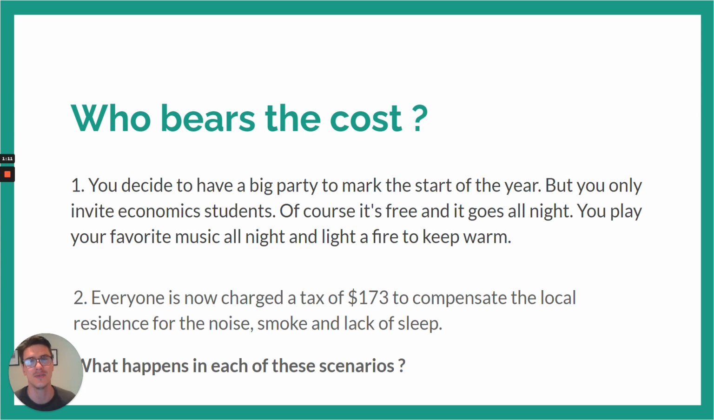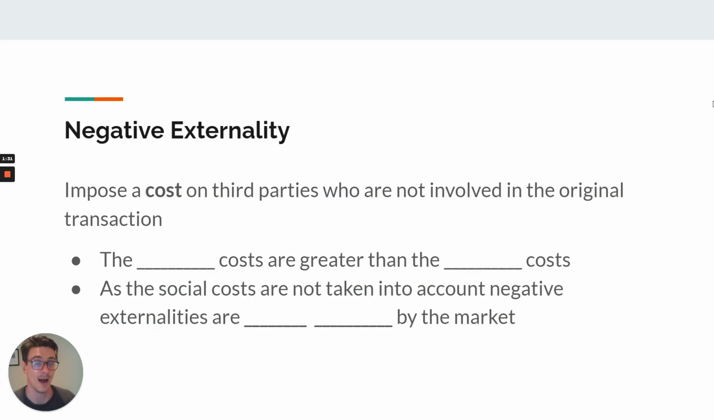Now, what happens if things change here? If we get everyone to pay a tax that is charged to compensate local residents for the noise and the smoke and the fact that they can't sleep and work the next day? What happens in each of these scenarios? What do you think might happen if this tax is imposed? So I'm giving you a little insight into the government intervention side, of course. But let's dig into the failure.